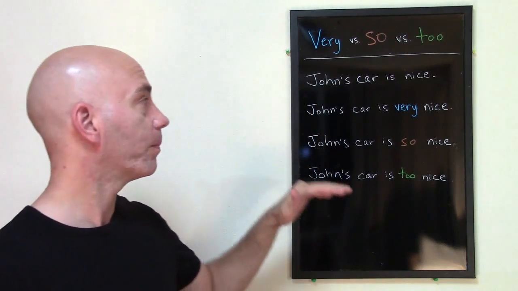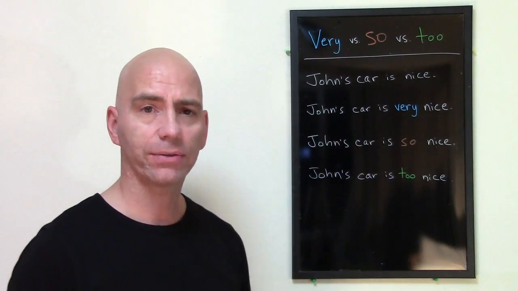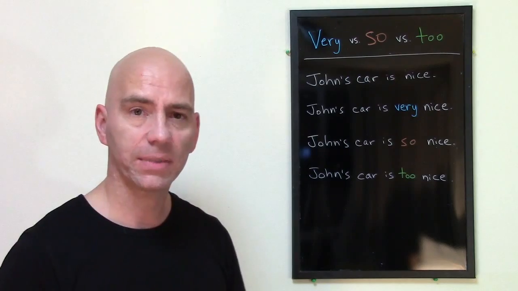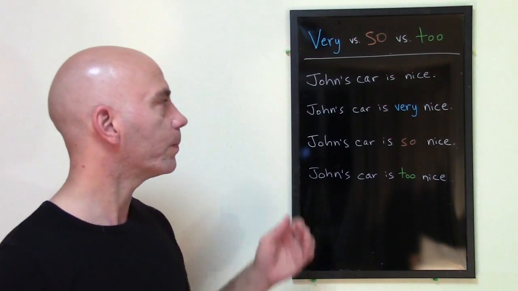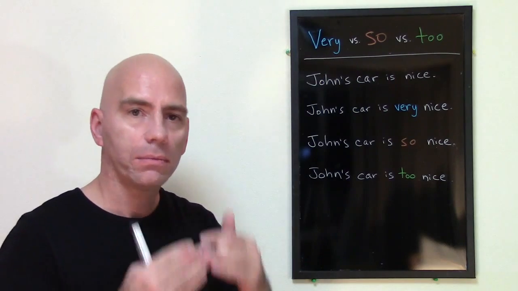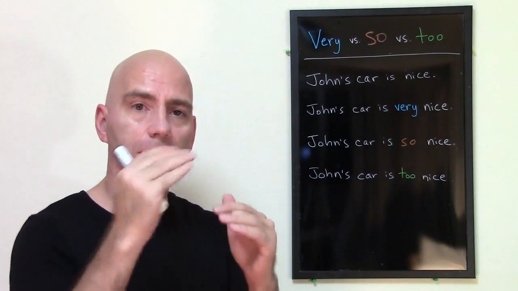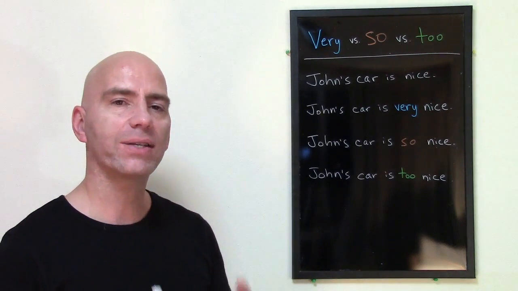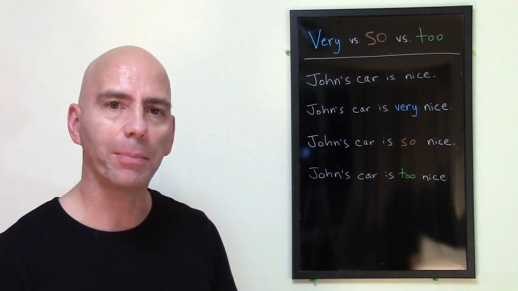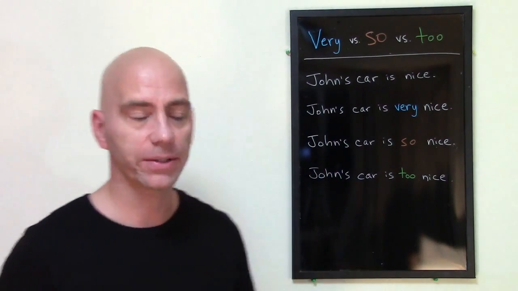Okay? Now, if I say John's car is very nice, then that's even more nice than nice. It's nicer than nice. So John's car is very nice means simply that it's nicer than just nice. So it takes the word nice and it pumps it up a little bit more, one more notch. Okay, so John's car is very nice.